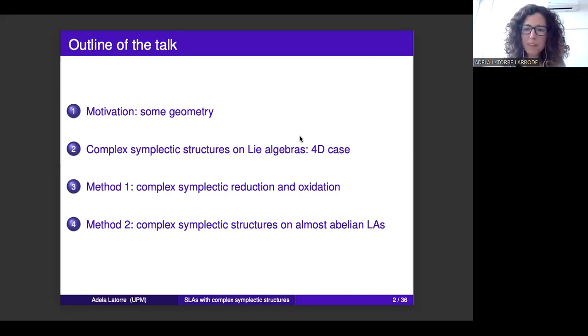I mean, the case where the Lie algebra has dimension four, and how we construct these complex symplectic structures in this specific case. And well, as the techniques used in the four-dimensional case cannot be transferred to higher dimensions, I will then explain two different methods to construct these complex symplectic structures in not necessarily four dimensions. I mean, these methods apply to any other dimension.